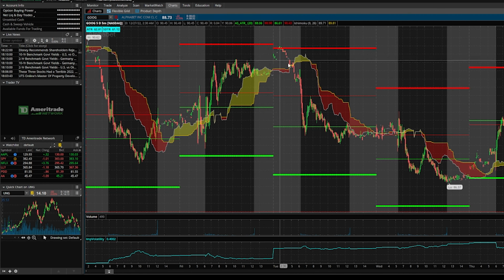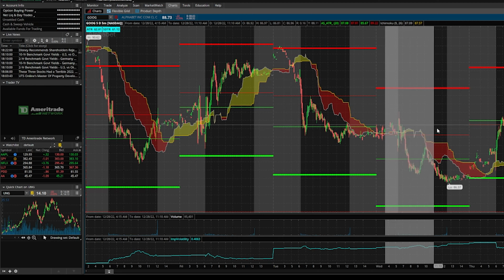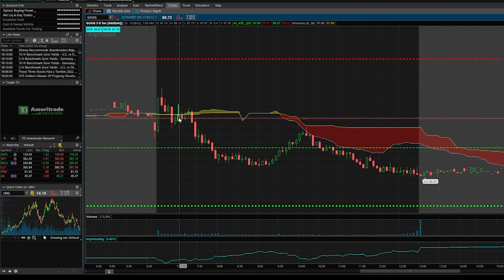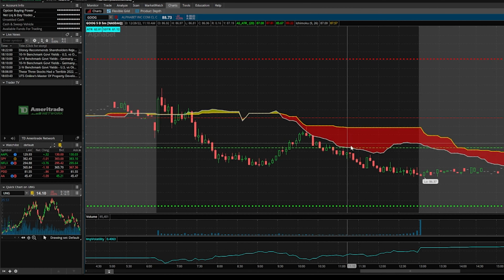So of course the Ichimoku cloud is made up of moving periods and not moving averages. If it's below the Ichimoku cloud, it's in a downtrend. If it's in between, it's in a neutral space, and if it's above, then it's in an uptrend.